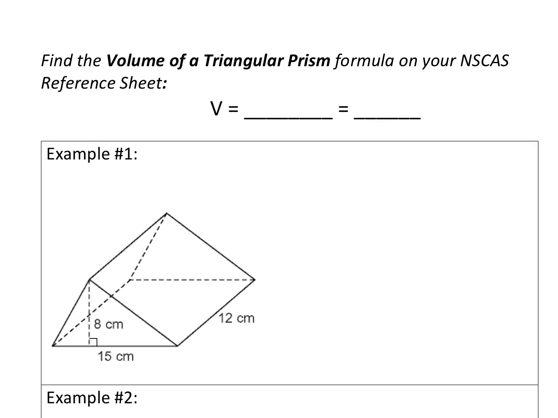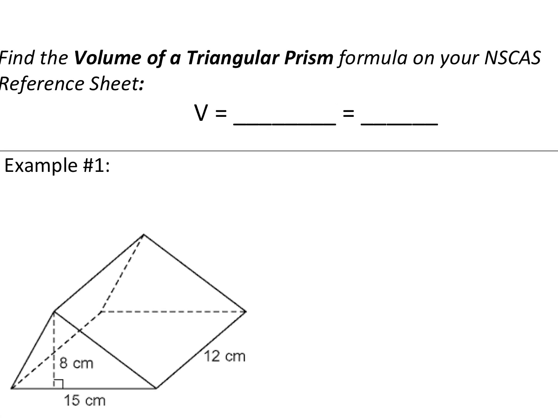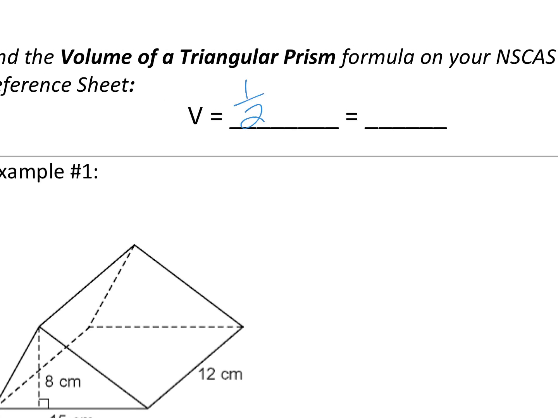All right, we're going to keep on moving on to volume of triangular prisms. So the formula, again, go ahead and look at your formula sheet. Very similar to a rectangular prism. It is 1/2 times length times width times height. Or again, we can also do B times H, where capital B stands for the area of the base. In this case, the base would be the triangular side of the prism.